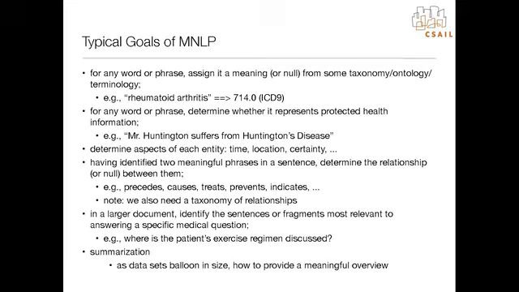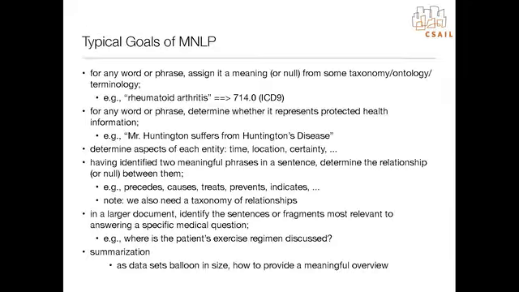And then you have little problems like Mr. Huntington suffers from Huntington's disease, in which the first Huntington is protected health information because it's the patient's name. The second Huntington is actually an important medical fact. And so you wouldn't want to get rid of that one.